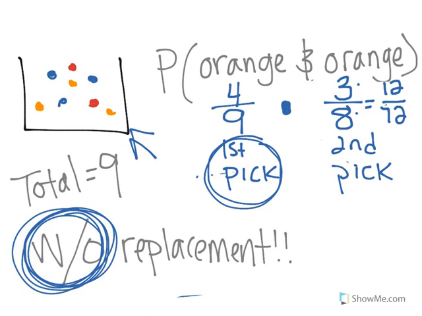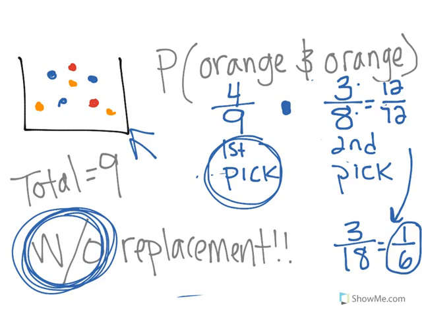I'm going to simplify that by dividing out a 4, and I get 3 on the top, and I get 18 on the bottom. I can actually simplify that again by dividing out a 3, which would leave me with 1/6. So I have a 1 out of 6 probability of picking an orange, not replacing it, and then picking an orange again. So the difference is the total goes down 1, and also since it's the same color we're talking about, the amount of orange goes down 1, too, from first pick to second pick.